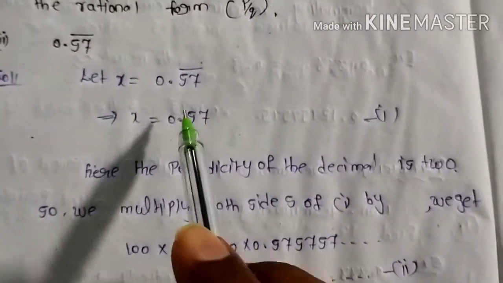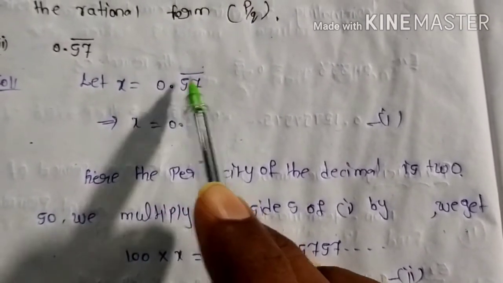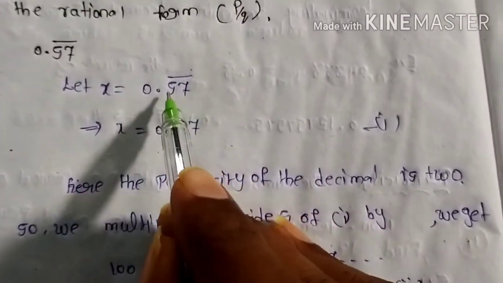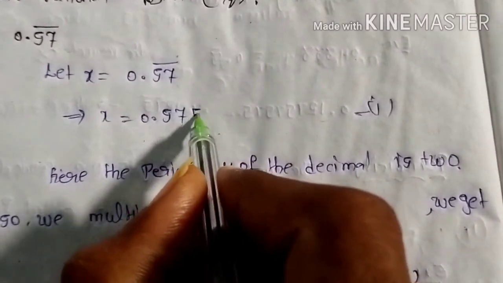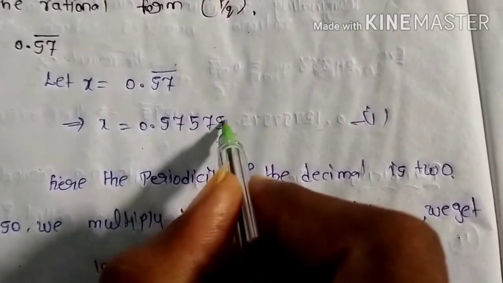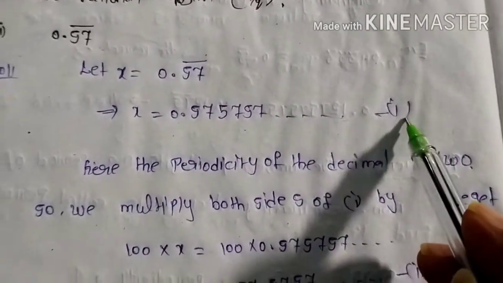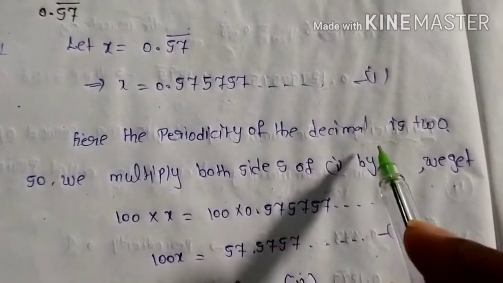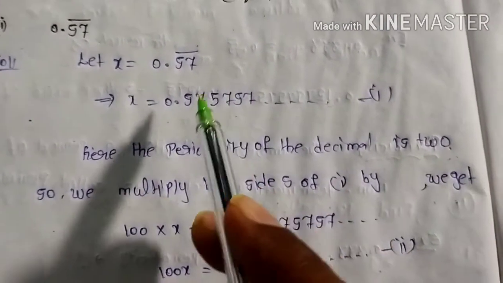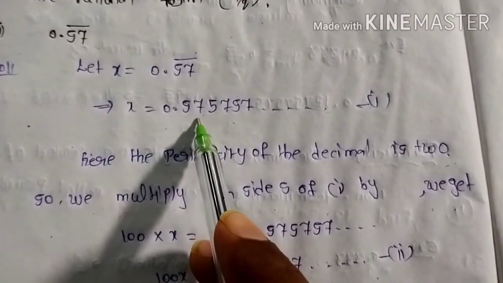Yes or no? Yes. First of all I am taking, let x equal 0.57 bar. That means which numbers are repeating here? 5 7. So you can write here 0.57, 57 and 57 and so on. First of all, you take it as the first equation. See here the periodicity of the decimal is how much? 2. See here the period is 57. Periodicity: how many digits are repeating in the period?